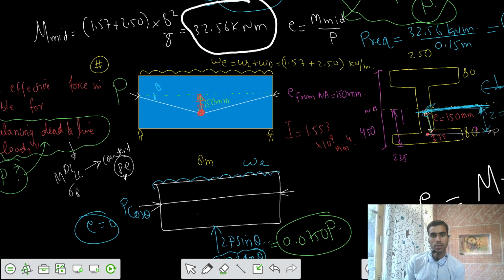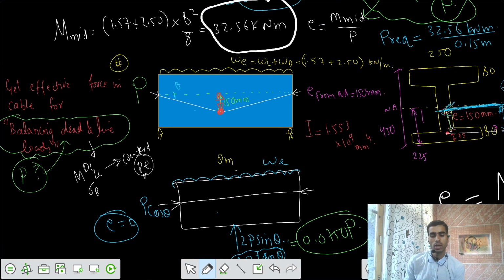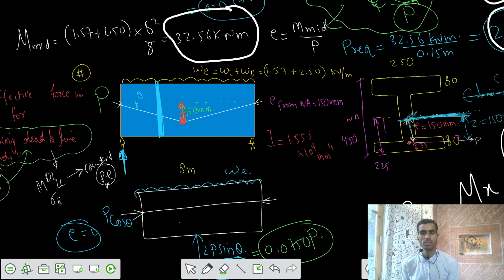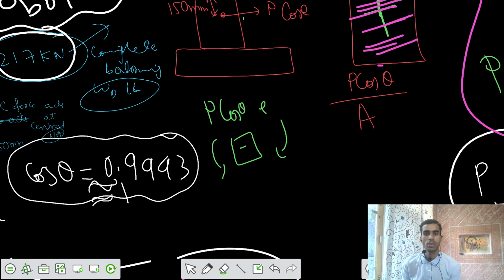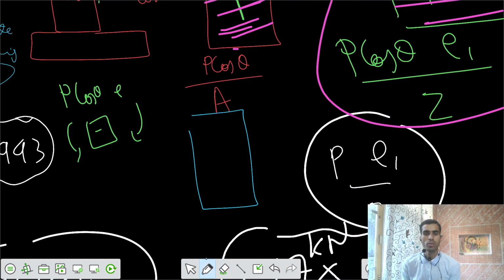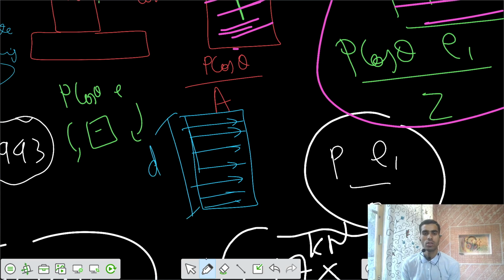Let me try to calculate at a particular location. Let's forget that. So your C force is acting at the centroid, because your stress was constant throughout the section depth of D. It was a constant stress of P cos theta by A. So the C force is acting at the centroid, at the neutral axis. That is the definition here.